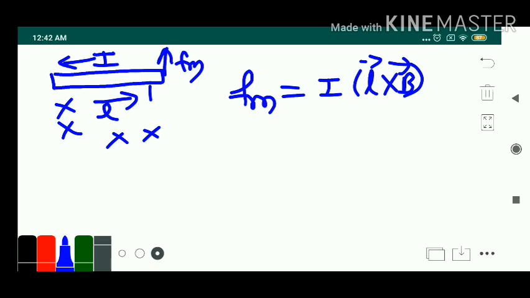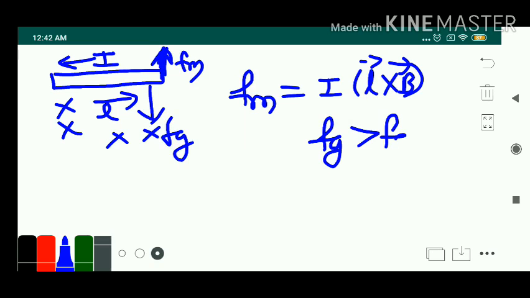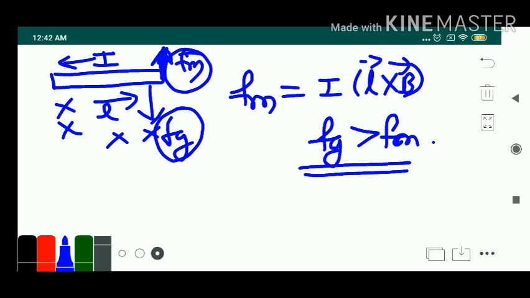That means actually the rod was falling down with the force of gravity, whereas the force due to the magnetic field is acting in the upward direction. So you know the rod is falling down. That means the force due to gravity is greater than the force due to the magnetic field. That's why it is falling down. So the net force will be the difference of these forces. The rod experiences a net force.